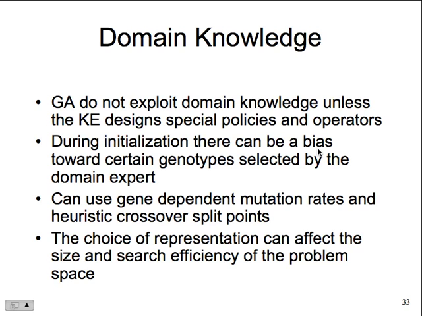And then also during the initialization, there may be a bias towards a certain genotype selected by the domain expert. Well, that's the Hitler phenomena. He thought that Germans were the best. So his bias was everyone who met his criteria for what it is he wanted to do. And you can also use gene-dependent mutation rates and heuristics for crossovers and splits.